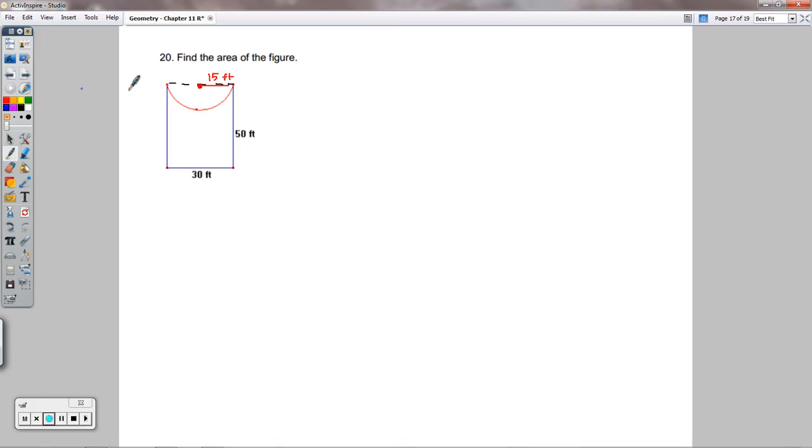For this rectangular portion, we're going to have a 30 by 50 rectangle. For the half circle, we're going to have 1/2 of pi times 15 squared. So the area of the figure is going to equal the area of the rectangle on this one minus the area of the half circle, or the area of the semicircle, you could say. So that would equal base times height minus 1/2 pi r squared.